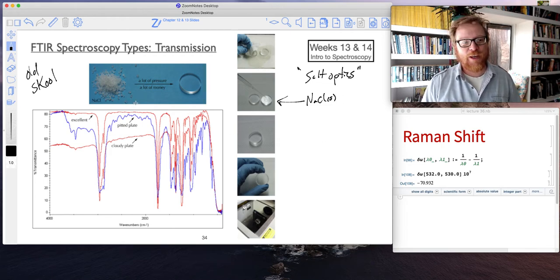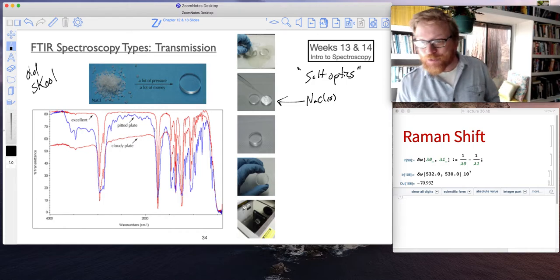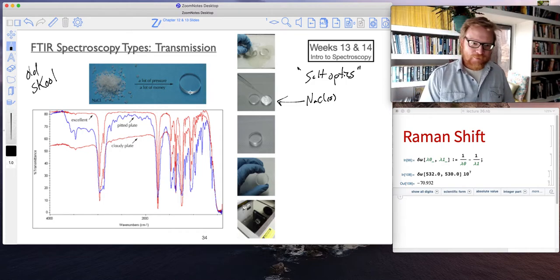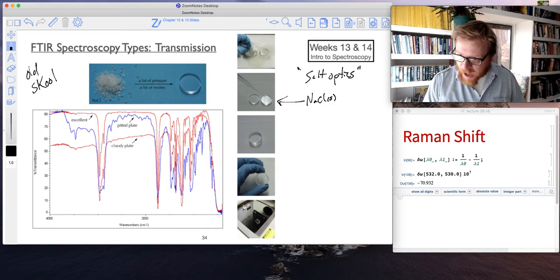And I love this figure here. You can see we start with just some crystalline sodium chloride, and we add a lot of pressure and a lot of money, because it takes time to do these and quality control, and then you end up with this beautiful transparent disc. Now, sodium chloride is, okay.